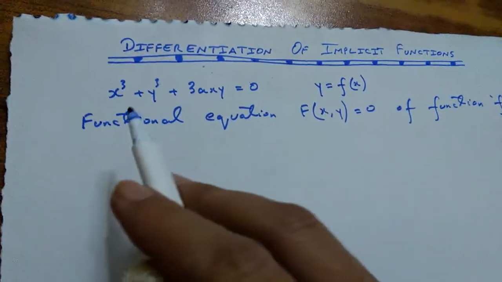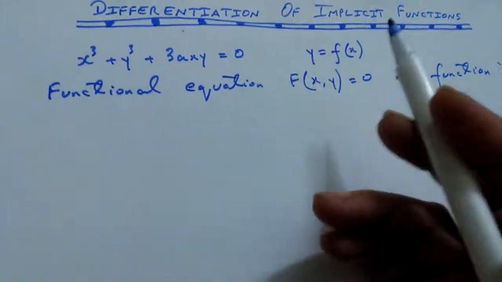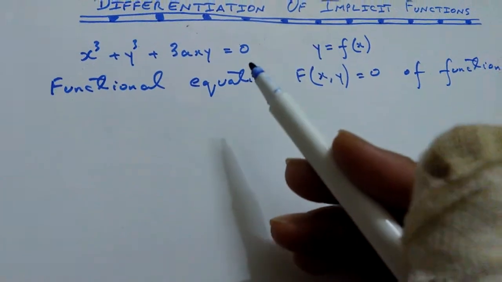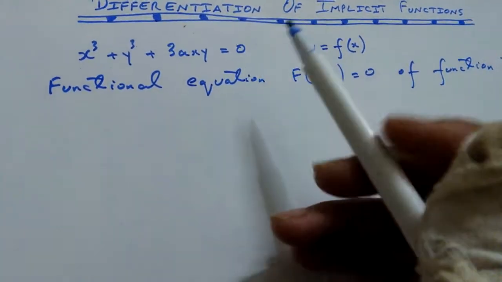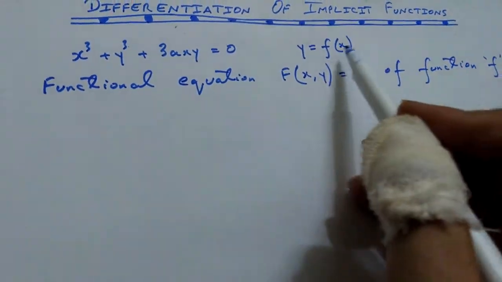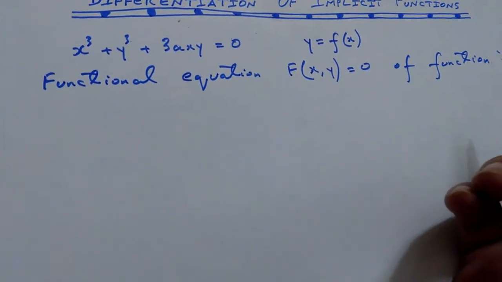I hope you have understood the concept of what exactly an implicit function is. And those bivariate equations in which it is easy or possible for us to separate the variables and express it in this form, such kind of functions are called explicit functions.